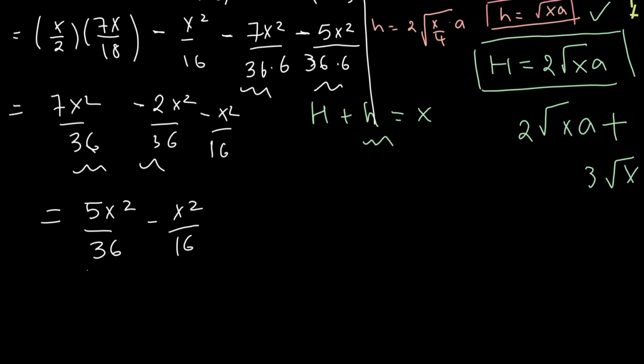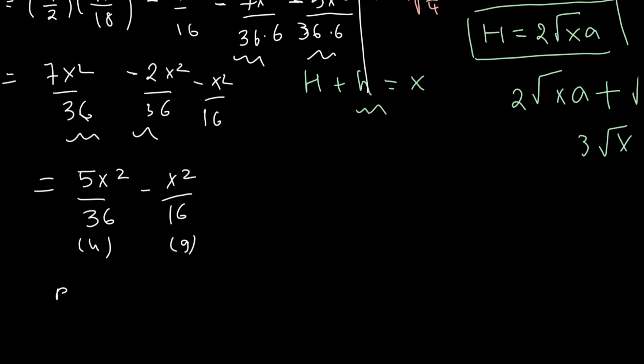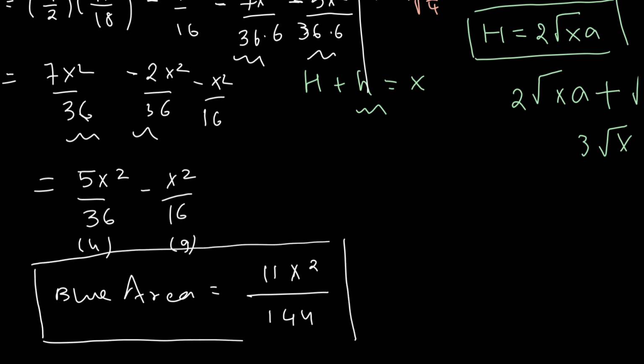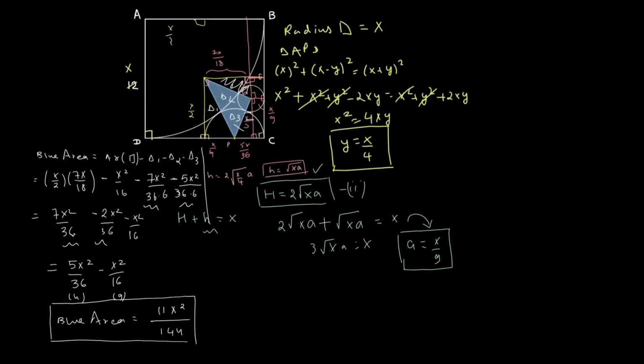So in order to make the denominator the same, we have to multiply 4 in this and 9 in that. So finally the blue area would be equal to, in the denominator we will have 144, and in the numerator 4 into 5, that is 20, 20 minus 9, that is 11. So the blue area in terms of x is going to be 11 times x square upon 144. Now this particular equation is a generalized solution, that is when the side of the square is x, the area of the triangle would be 11x square upon 144.